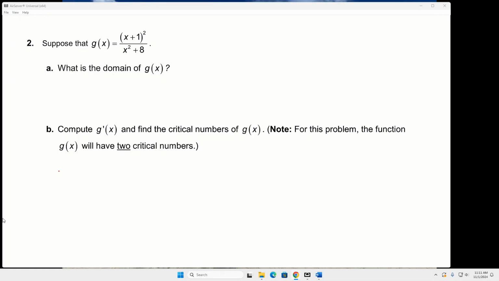Number 2. You have to do the quotient rule. It's doable. You can do it. It's just going to be a little more challenging than just a regular old polynomial. You guys are good at the quotient rule.